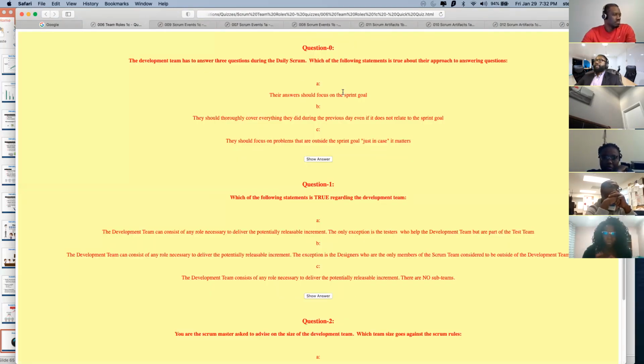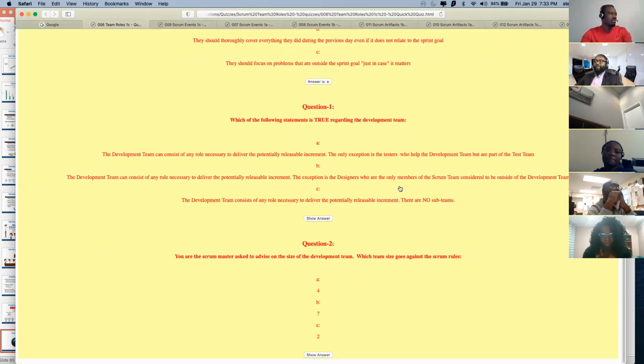Next one. The dev team has to answer 3 questions during the daily Scrum. Which of the following statements is true about the approach to answering questions? A, the answers should focus on the sprint goal. B, they should totally cover everything they did during the previous day, even if it does not relate to the sprint goal. C, they should focus on problems that are outside the sprint goal just in case it matters. A. Okay, good job.